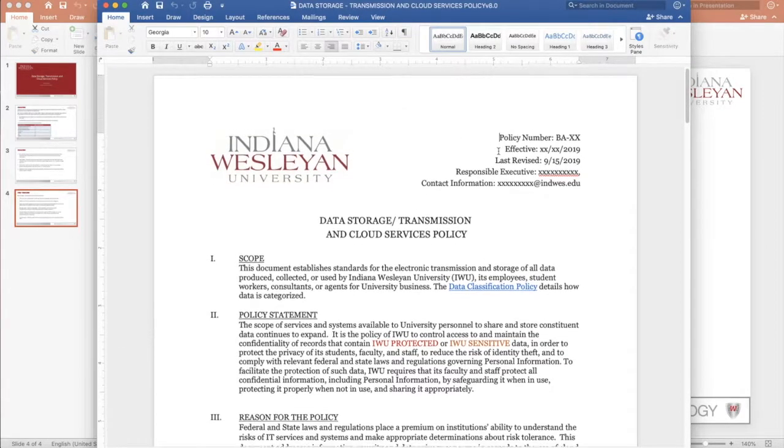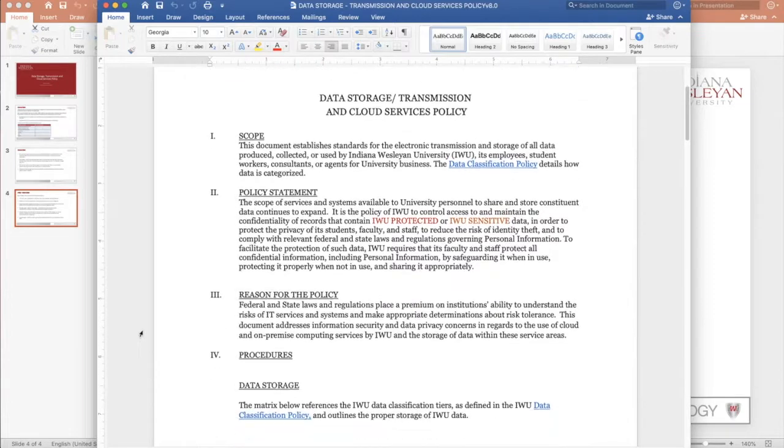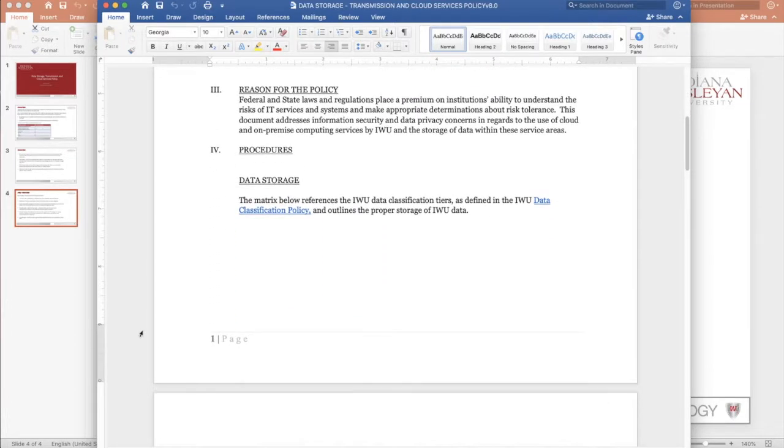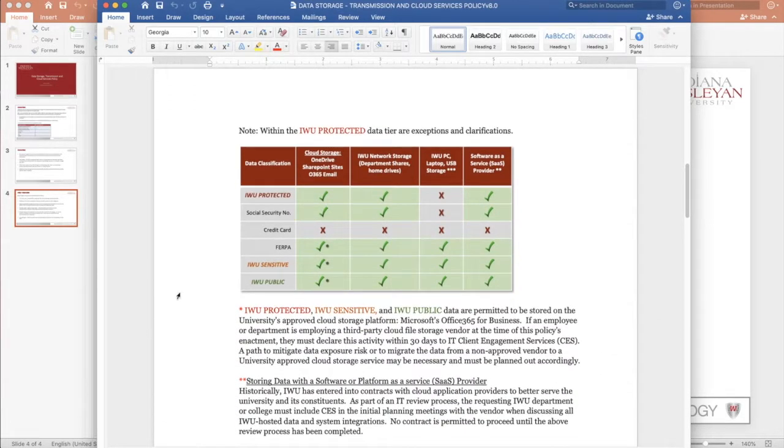Now for the actual policy. We won't be going into the scope, the statement, the reason for the policy, but we will be looking briefly at the procedures, specifically data storage and data transmission. Under data storage, there's a table here that has the three different classifications of data: protected, sensitive, and public. Across the top, the different areas where data can be stored: OneDrive, SharePoint, Office 365 email. The next would be IWU network storage, so the departmental shares and home drives, IWU PCs, laptops, USB external devices, as well as software as a service provider.